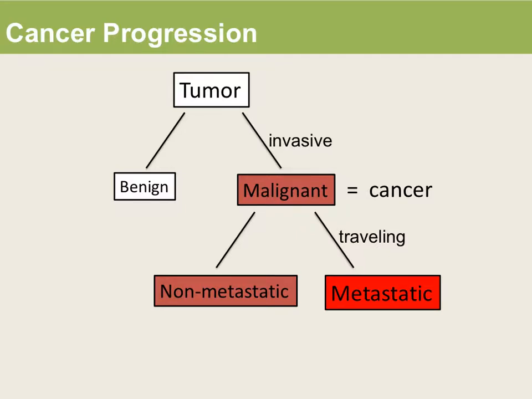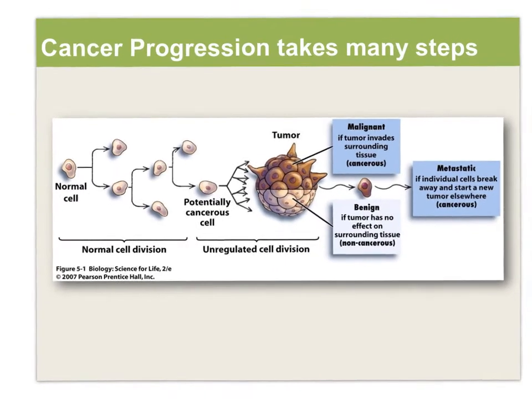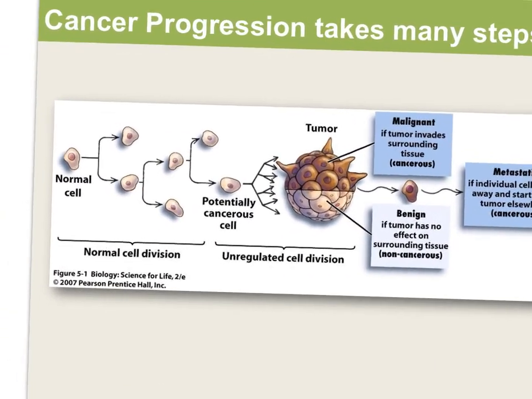So, we have malignant. If it's non-metastatic, it means that it's invading adjacent tissue, but it's not traveling anywhere. And then metastatic. So this is the kind of progression. Okay.